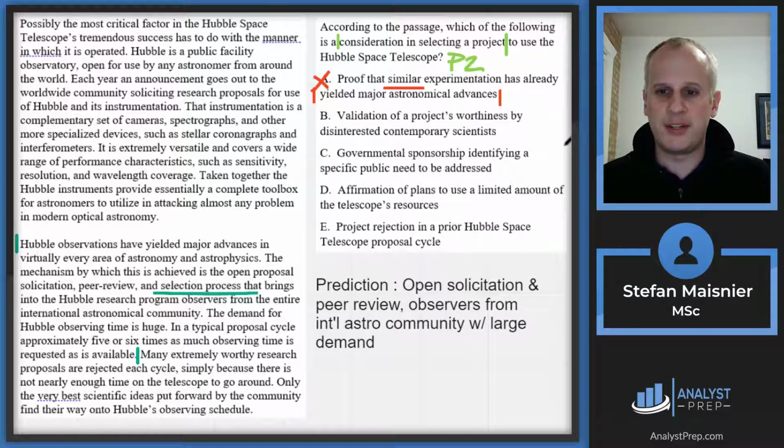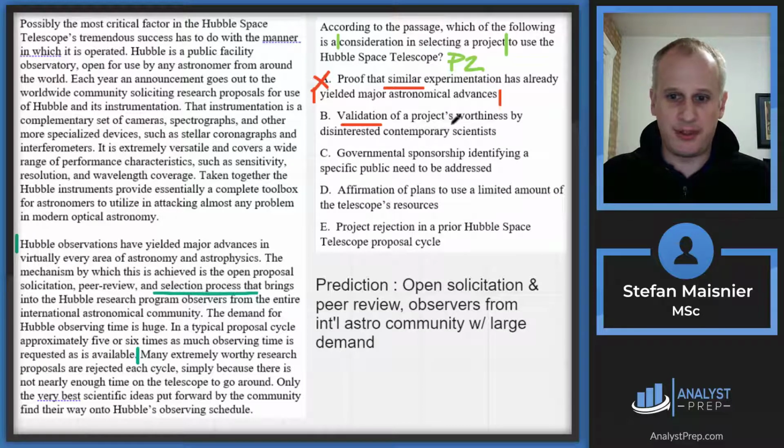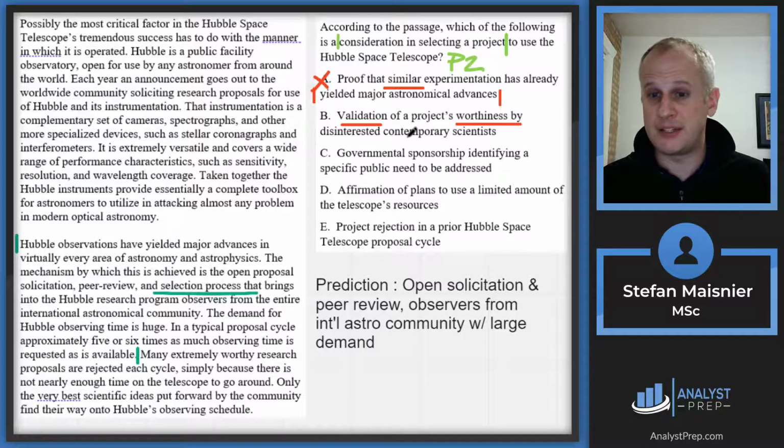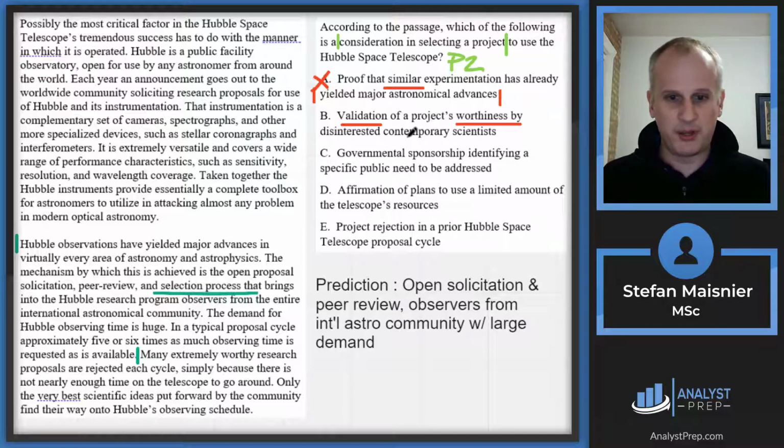Validation of a project's worthiness by disinterested contemporary scientists. So we've got to break apart some rather strange terminology, but validation would be a review. And we're talking about the project's worthiness, well, that would tie into the peer review that we were talking about. And disinterested does not mean not interested. It means without bias. And so we'd be looking at people who are able to make decisions, and those contemporary scientists are those from the entire international astronomical community. So even though it's bland and seemingly unattractive, this matches our prediction pretty nicely. So we definitely hold that with a check.